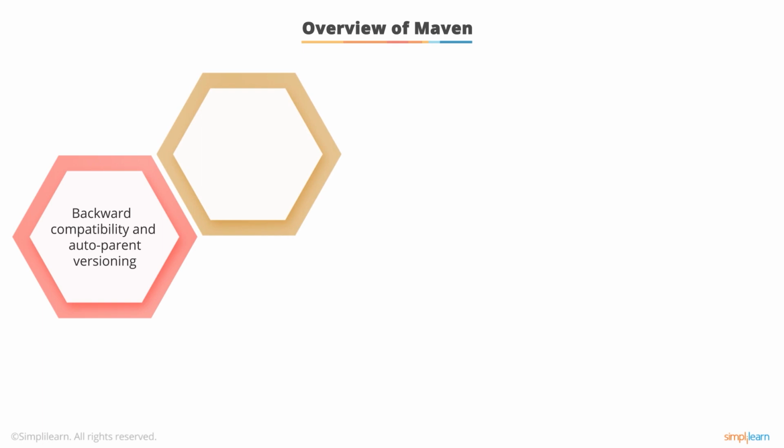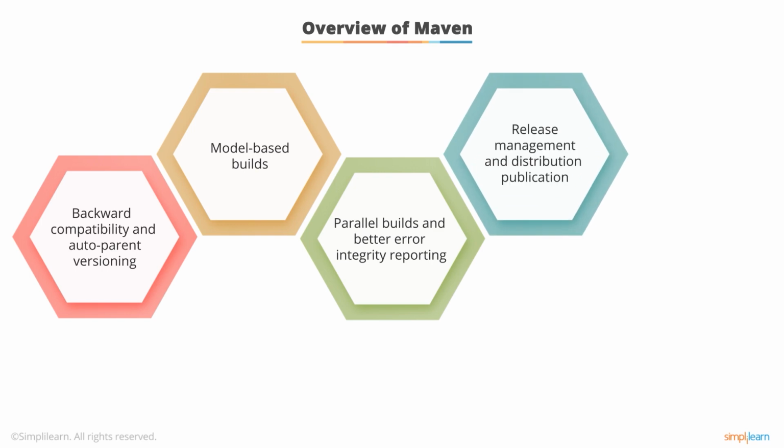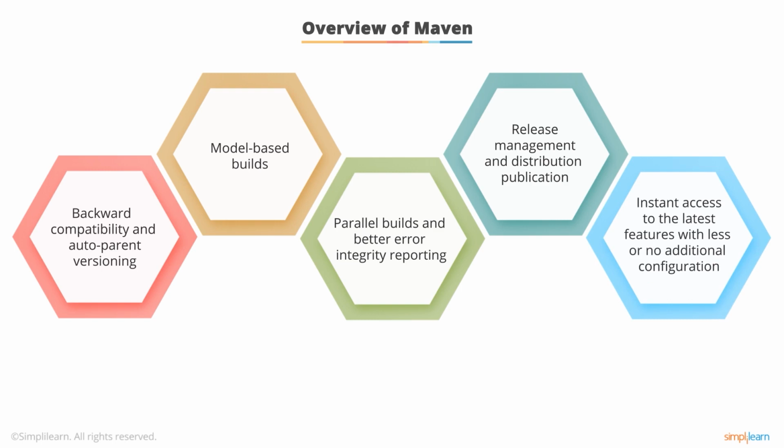Number 2, Maven supports model-based builds. Number 3, Maven supports parallel builds and better error integrity reporting. You can kick off a number of project builds that run asynchronously. Number 4, release management and distribution publication is built into Maven. The project object model is comprehensive and covers all aspects of the software development lifecycle, from development through testing and on to release. Number 5, instant access to the latest features with less or no additional configuration.